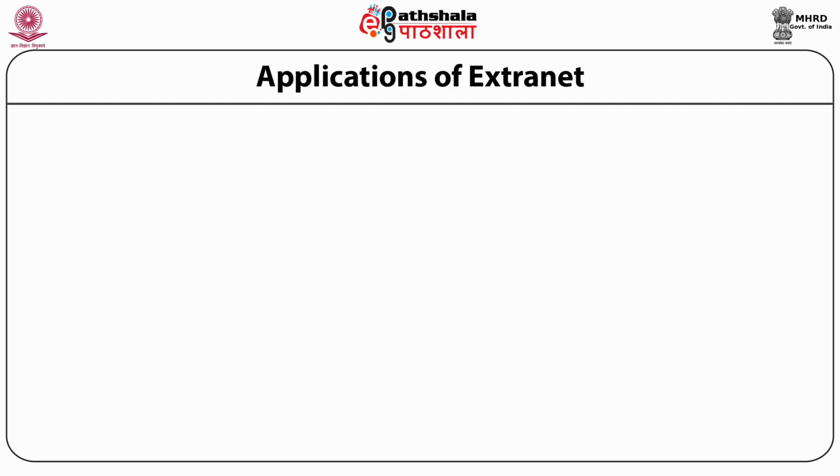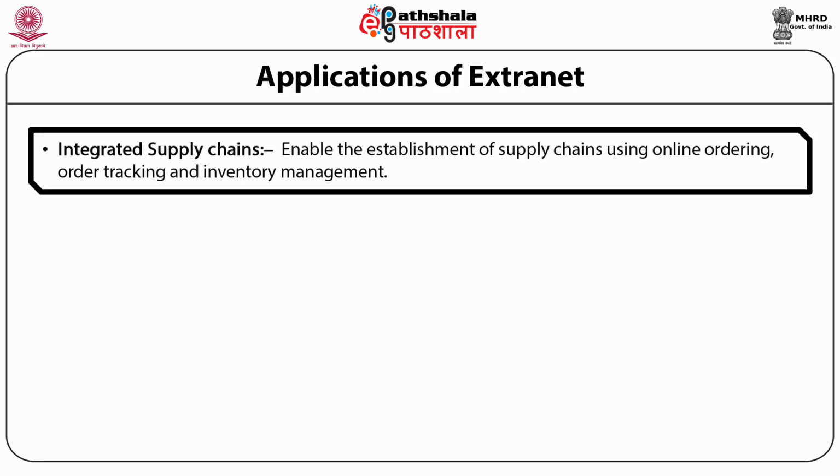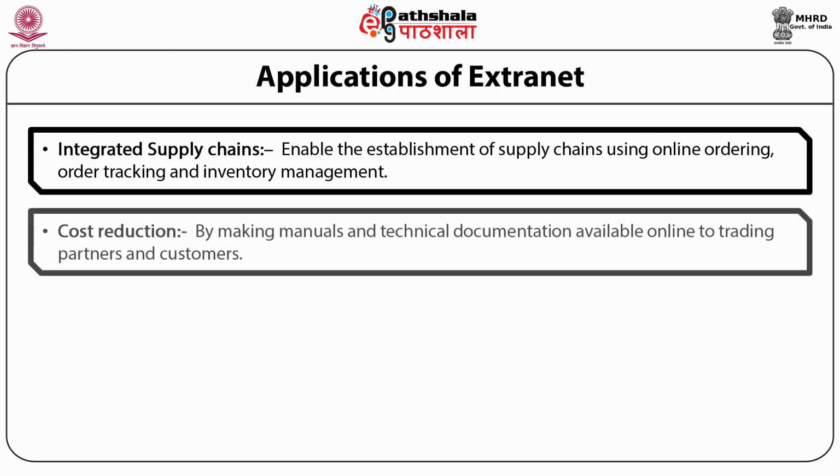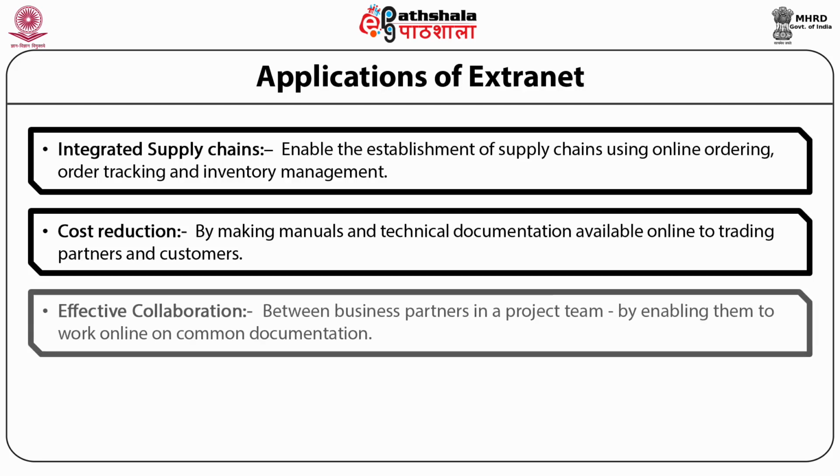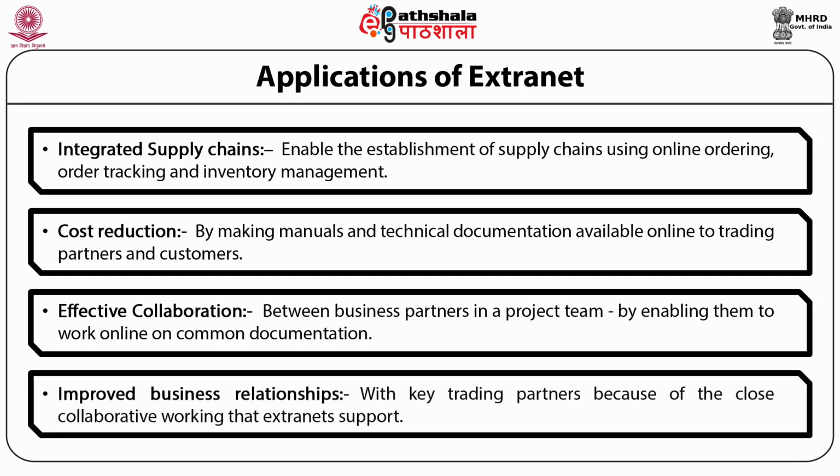Now let us look at some of the applications of extranet. That is, integrated supply chains: it enables the establishment of supply chain using online ordering, order tracking, and inventory management. Cost reduction by making manuals and technical documentation available online to trading partners and customers. Effective collaboration between business partners in a project team by enabling them to work online on common documentation. Improved business relationship with key trading partners because of the close collaborative working that extranet supports.